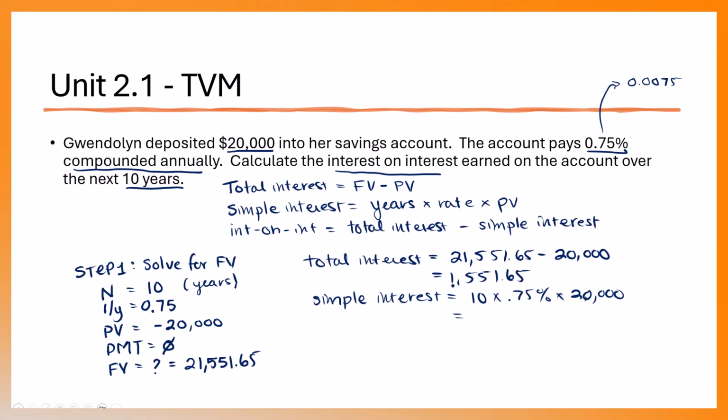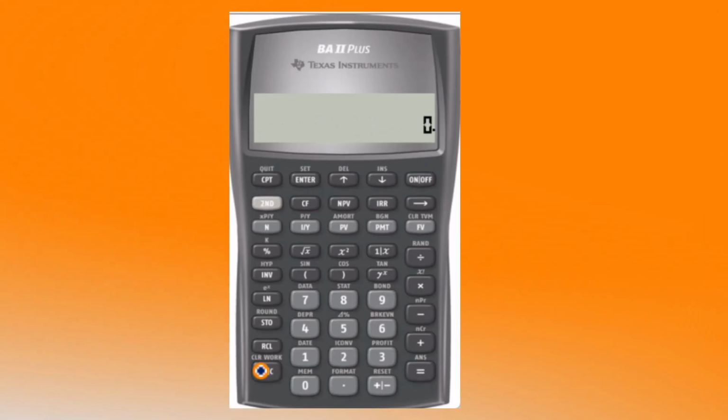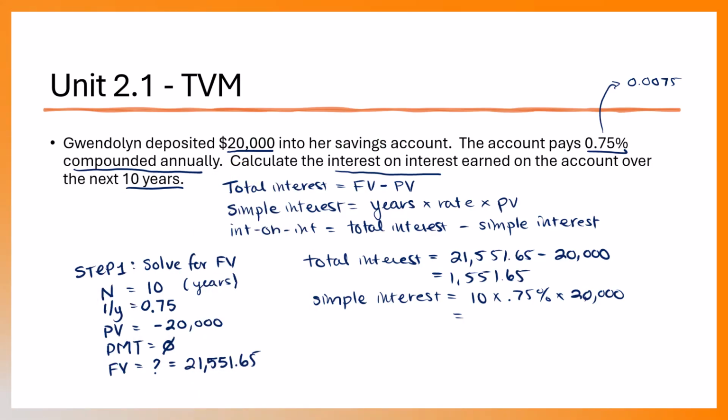We can use our financial calculator to do this. We'll take 10 times 0.0075 times the 20,000. You can see that that is $1,500 in simple interest.